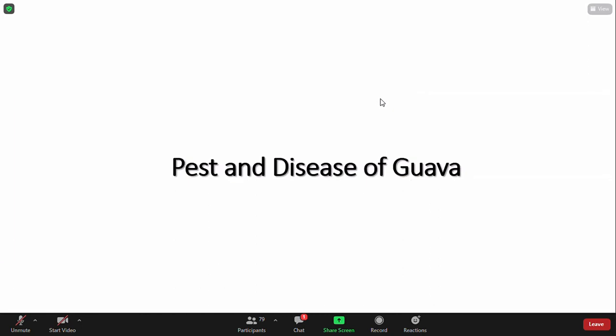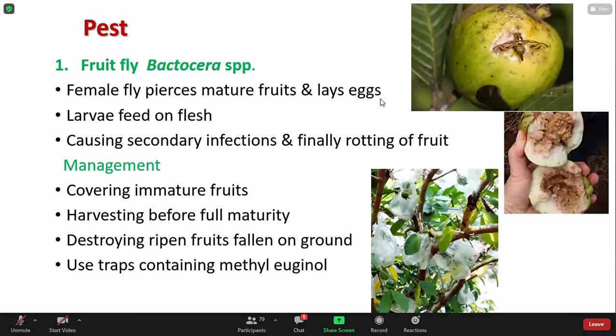Shall I move to the guava pests and diseases? Okay, miss. The first pest of guava is the fruit fly. You already studied it in many crops, no? The female pierces the mature fruit and lays eggs. The larvae feed on the flesh, causing secondary infection, and finally rotting of the fruit can be seen.